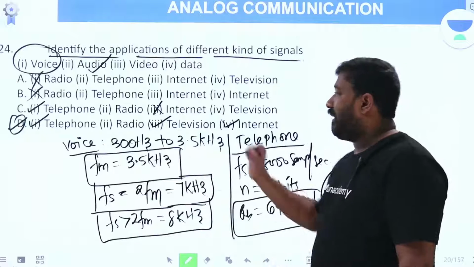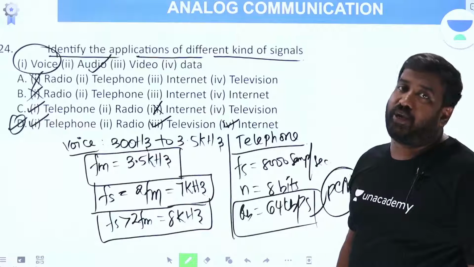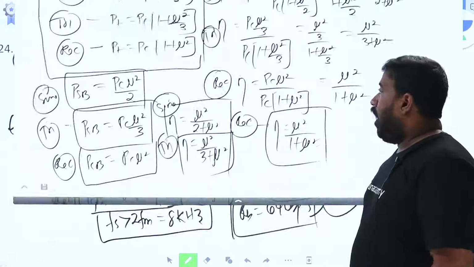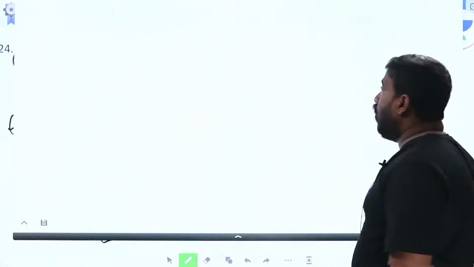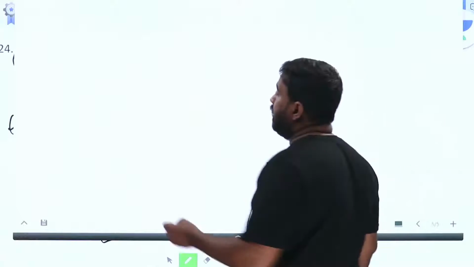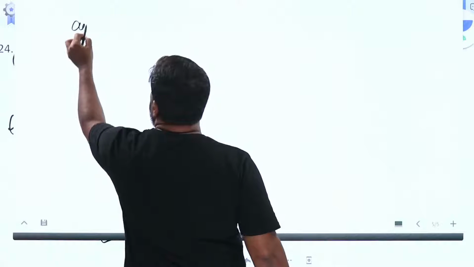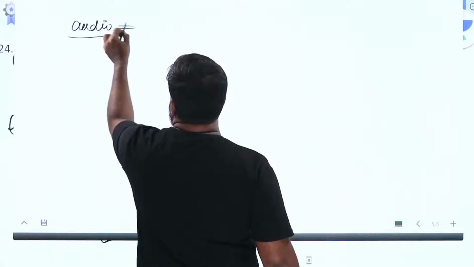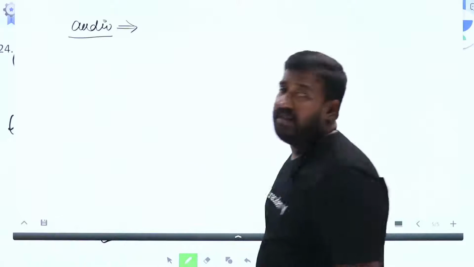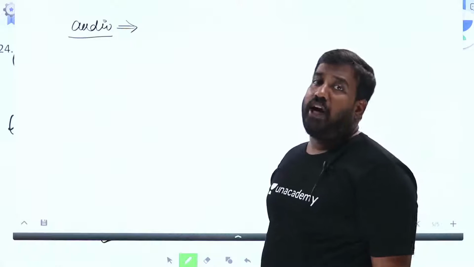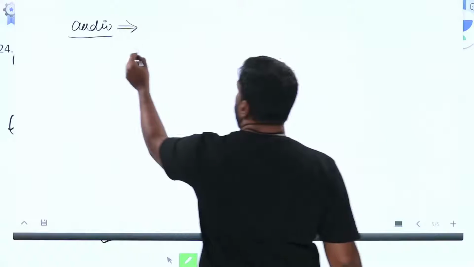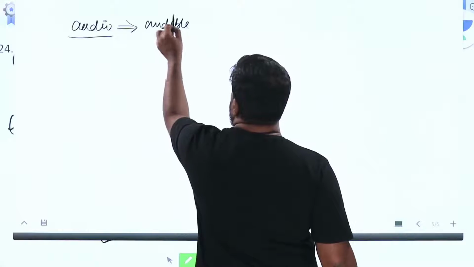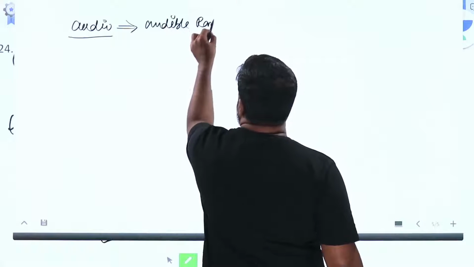Now we'll discuss something about audio signal and its relation to radio. Audio signals are those which have their frequency in the audible range. What is the audible range?